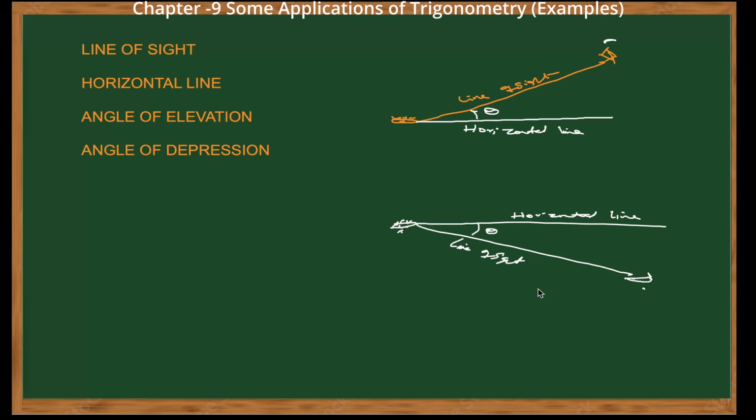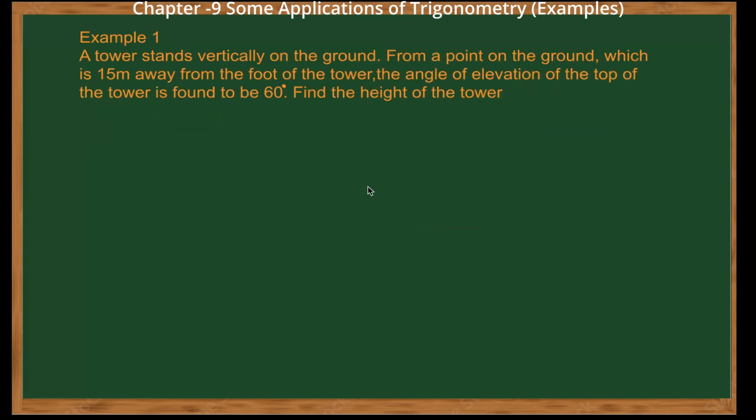So let's move to our examples. Hope we are clear with this particular topic. Let's read our question here. A tower stands vertically on the ground. From a point on the ground which is 15 meter away from the foot of the tower, the angle of elevation of the top of the tower is found to be 60 degrees. Find the height of the tower.